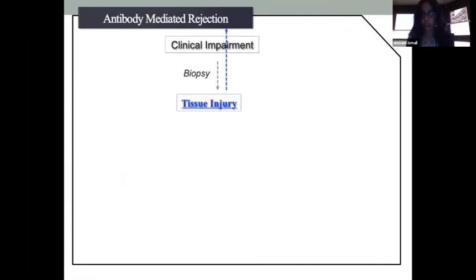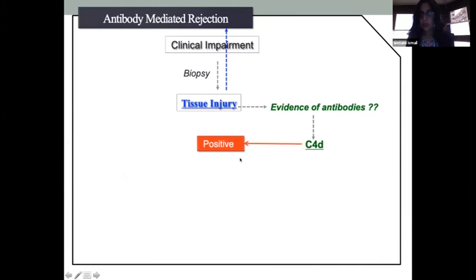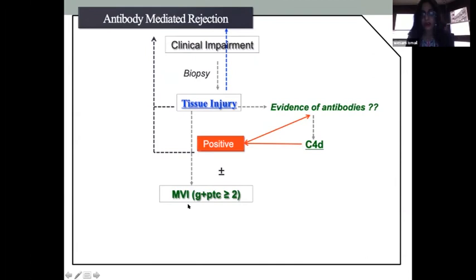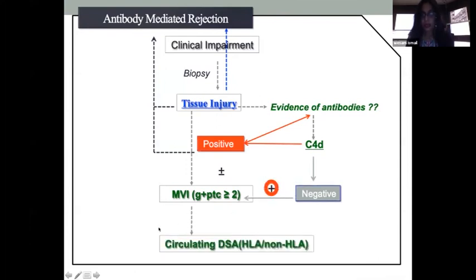So for antibody-mediated rejection, if you have a patient with clinical impairment and a biopsy with suggestive tissue injury, then you need to look for antibodies. Do C4d. If it's positive, then this is enough evidence of antibodies, and you know that you have antibody-mediated rejection. If it's negative, then go back to your microvascular inflammation and see the score. If the score is significant, then in this scenario you really need to do DSA in order to establish a diagnosis of antibody-mediated rejection.